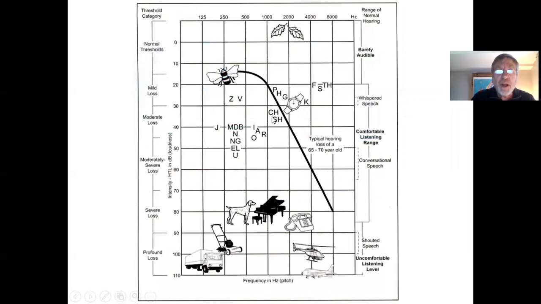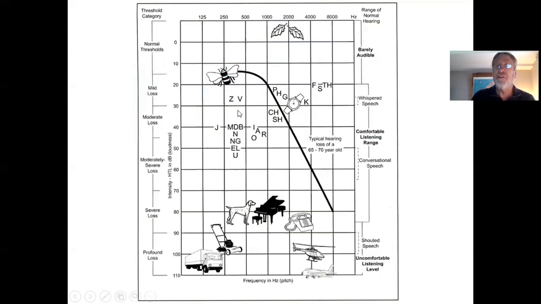And this is showing you a person with hearing loss, I think. Yeah, if you've got hearing loss in the high frequencies, where I'm circling, that's typical hearing loss of a 65 to 70-year-old. Decent hearing in the low frequencies, worse hearing in the high frequencies. Can't hear 2,000, 4,000, 8,000 hertz very well. So what sounds can he not hear? Consonants. The ticking of a watch. The crickets. The birds.